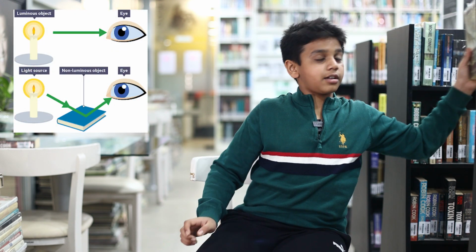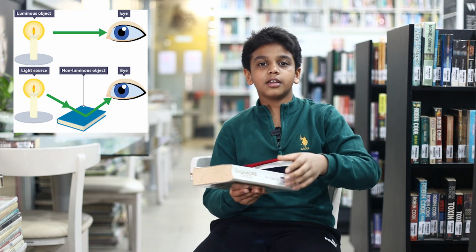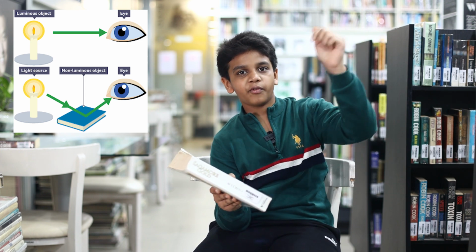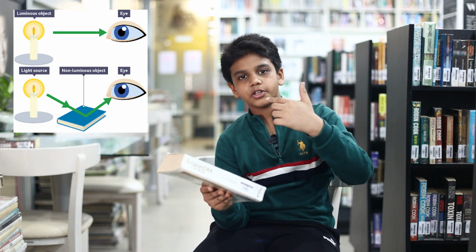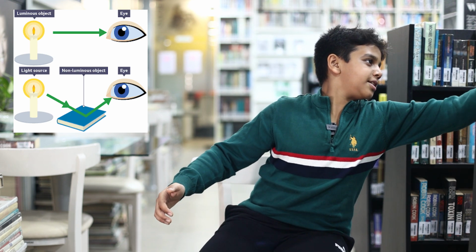Now, what are non-luminous objects? Objects that cannot emit light on their own. They actually bounce light from a source, and then it enters our eyes. The same way we see books. Books like this, it's like a mirror. It reflects light from wherever and then reaches our eyes. That's where we'll be able to see it.